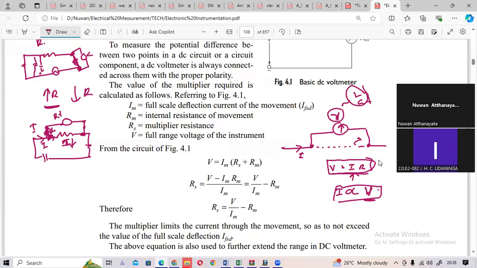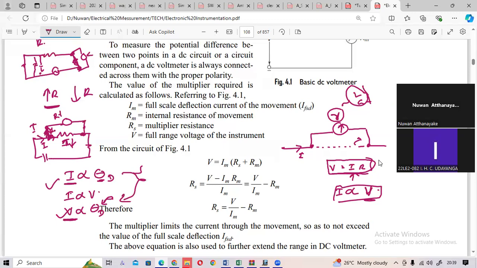You know that I is related to the deflection theta, and I is proportional to V, so V is also proportional to the deflection. You can calibrate or scale this with respect to current, and with respect to voltage also. So the diagonal setup you can naturally use as a voltmeter as well as a current meter.